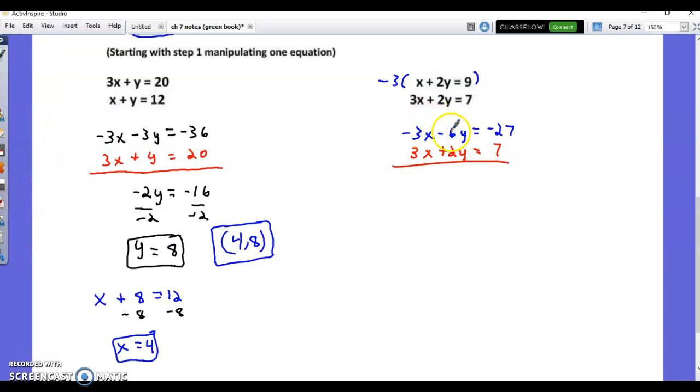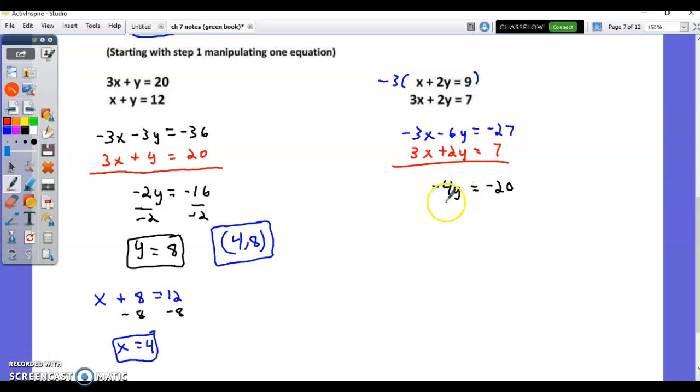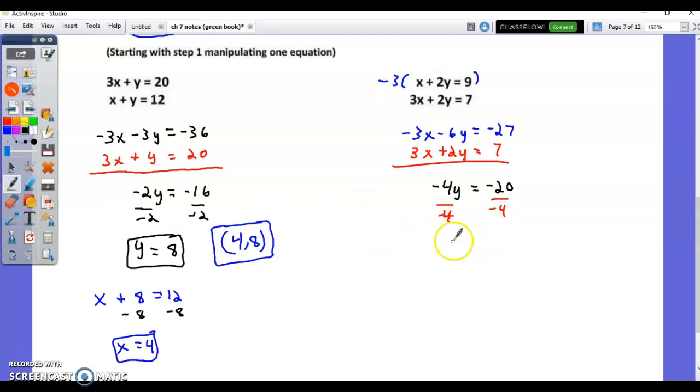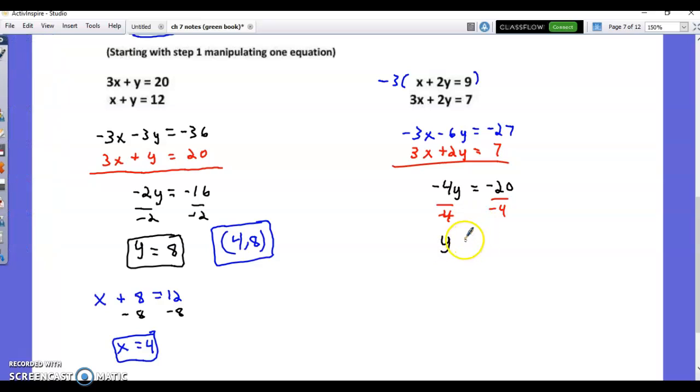These cancel out. Negative 6 plus 2 gives us negative 4y. All right, and negative 27 plus 7 is going to give us negative 20. I divide by my negative 4 because I'm solving for y. I've got to make that equal a 1. So divide by negative 4. And I get for my final answer, not my final, I guess it's half of my answer, y equals positive 5. All right, so there's my y value.